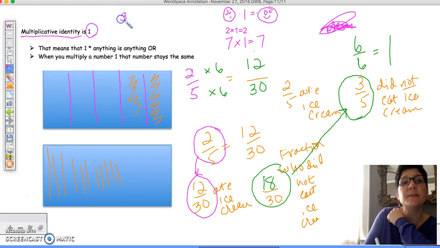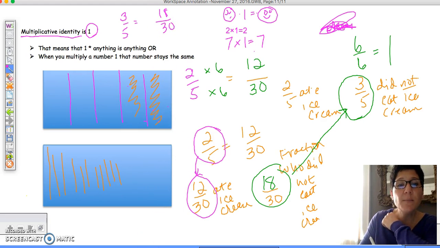Now, if you look at 3 fifths over here and you're looking at 18 over 30, that's right, I'm going to go up top here. 3 fifths equals 18 over 30. What did I multiply 5 by?